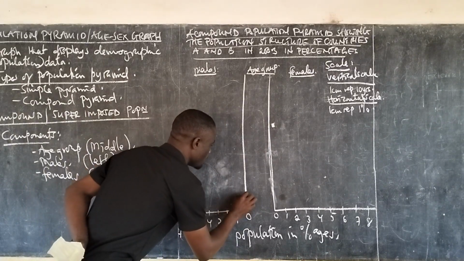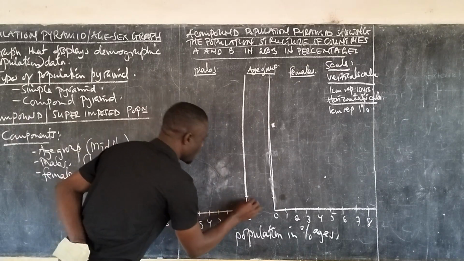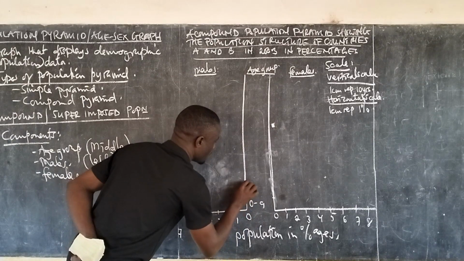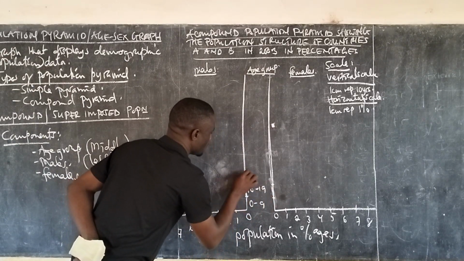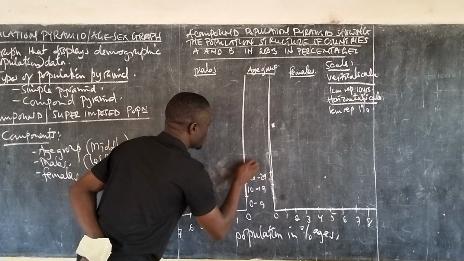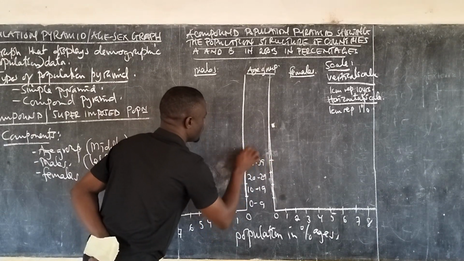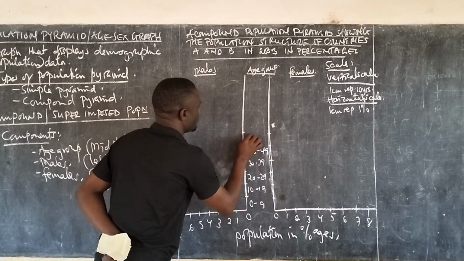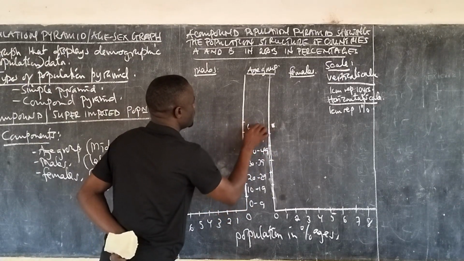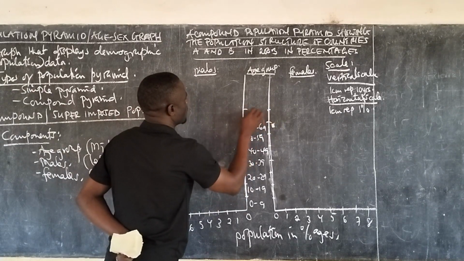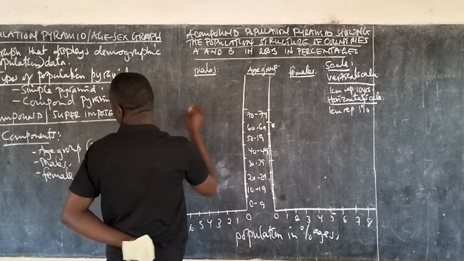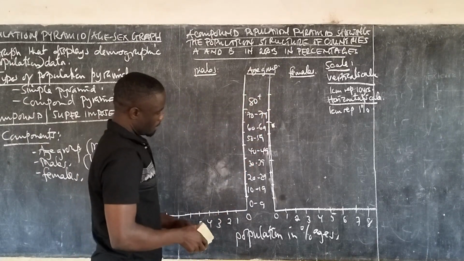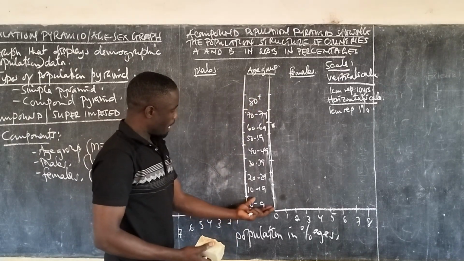Now here we said 1 centimeter per 10 years. So we shall have 0 to 9, 10 to 19, 20 to 29, 30 to 39, 40 to 49, 50 to 59, 60 to 69, 70 to 79, 80 and above. So we have 80 plus. So these are our age groups from 0 to 9, 10 to 19.